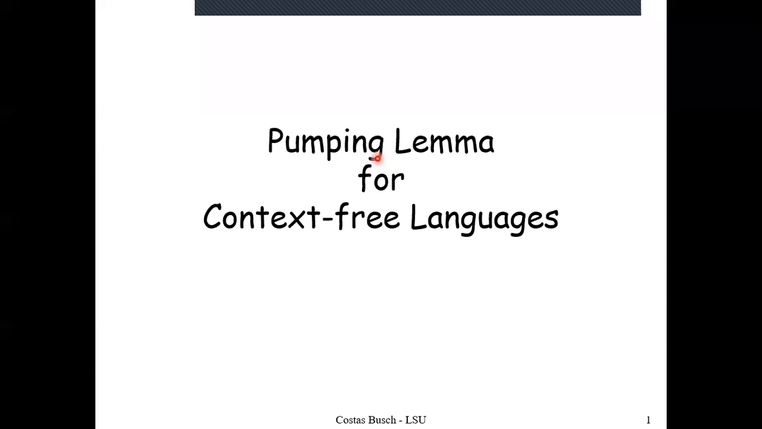And as we did in the pumping lemma for the regular languages, the statement of the pumping lemma was applicable in its contrapositive form. The same is true for the application of the pumping lemma of the context-free languages. It is also applied in its contrapositive form because it gives us the necessary condition for a language being context-free.